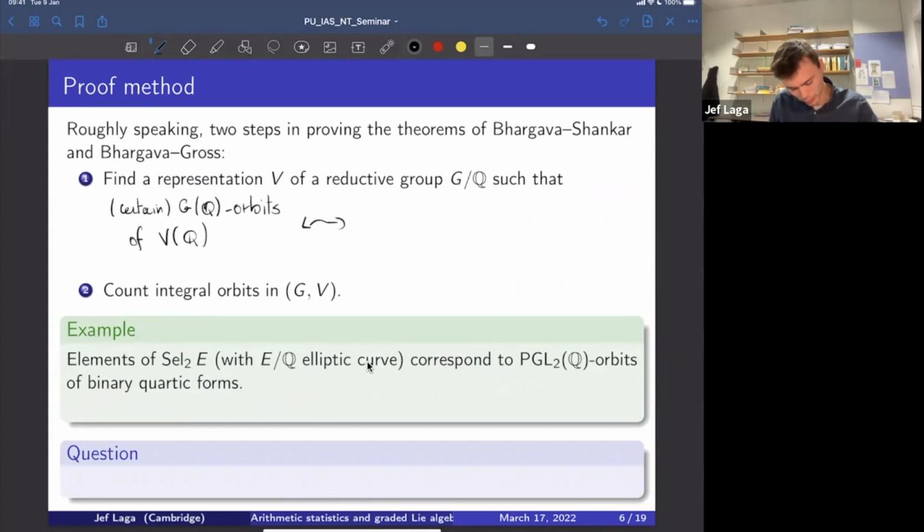correspond to elements of the 2 Selmer group of the Jacobians of the curves in the family. And then the second step is to forget about 2 Selmer elements and just count integral orbits in this representation. And of course, you need to sieve out the orbits not corresponding to Selmer elements, and you need to worry about the difference between rational and integral orbits, but let me not dwell on that further. Let me just give you one example, which actually is very classical and goes back to Birch and Swinnerton-Dyer.